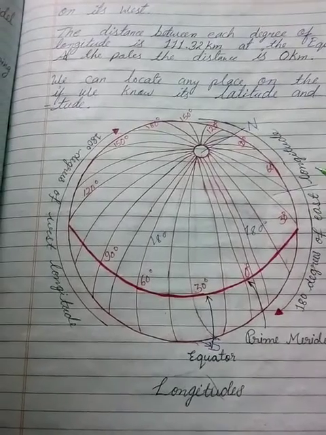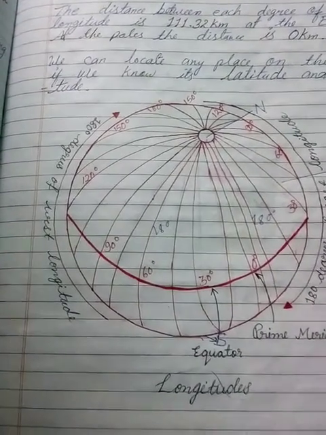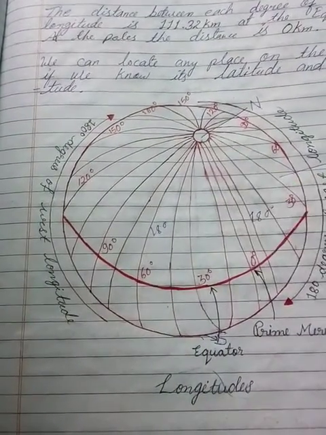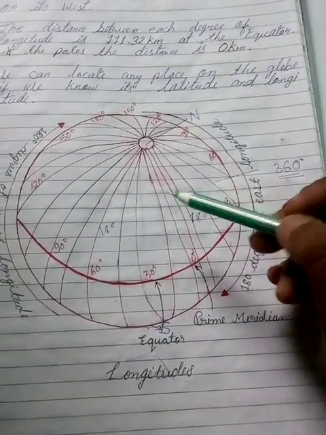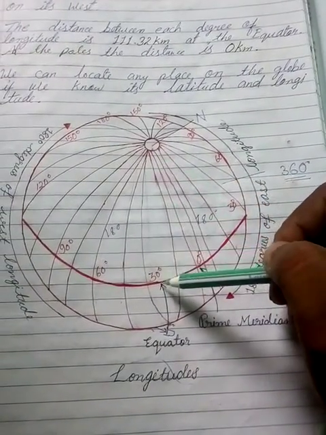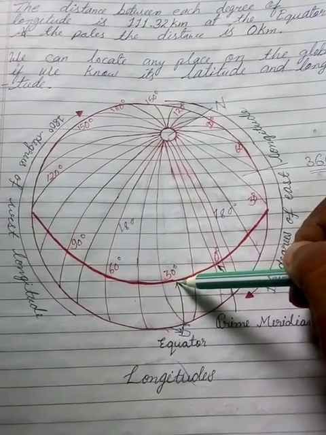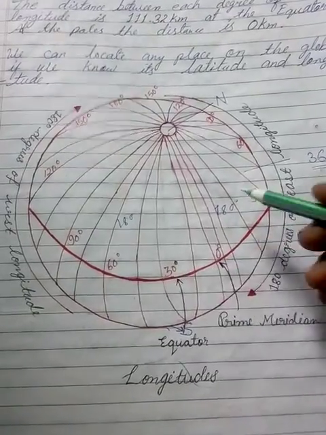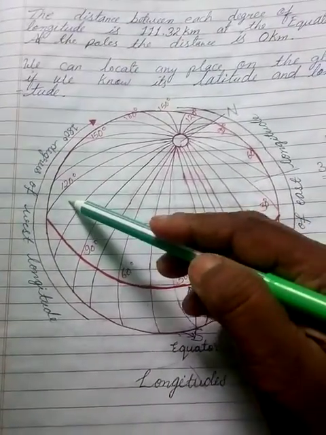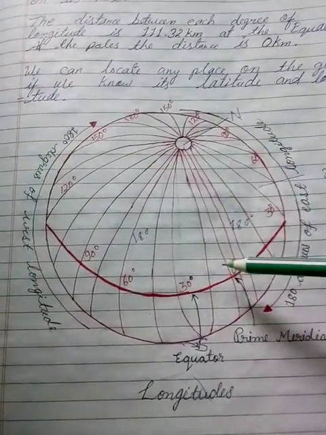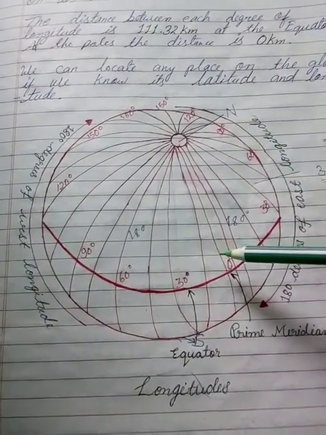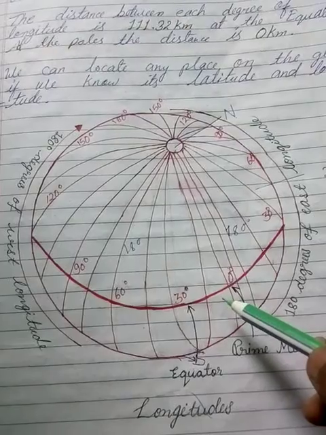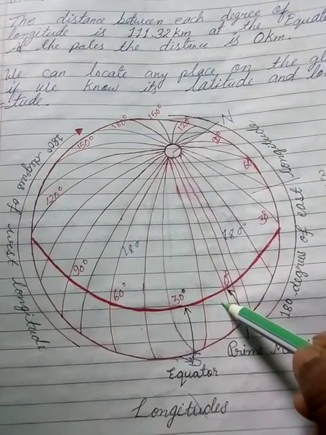Now the next thing is how to measure the longitudes. As we know, the total number of longitudes is 360. Longitudes are measured in degrees. The distance between two longitudes is measured in degrees, which we write in this way: 30 degree, 0 degree, 60 degree, 90 degree, 120 degree and so on. So the total is 360 degrees. This degree is further divided into minutes, and minutes are divided into seconds.